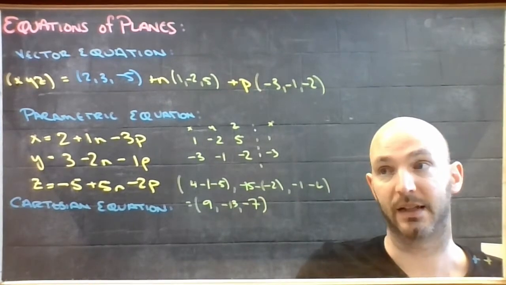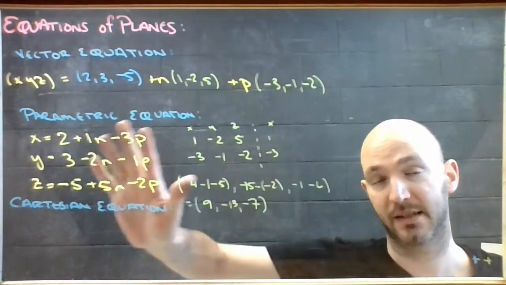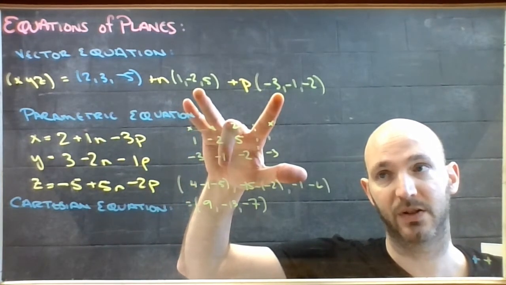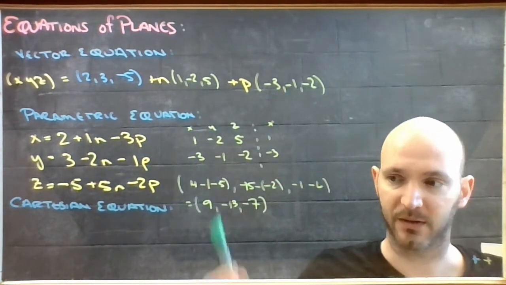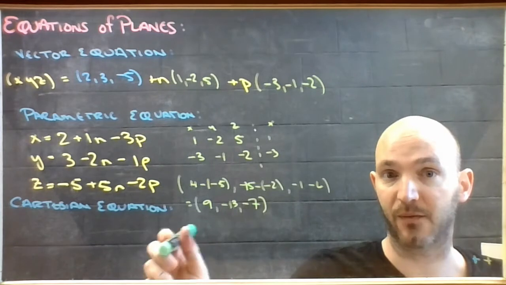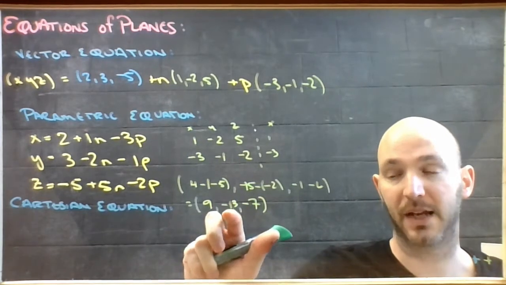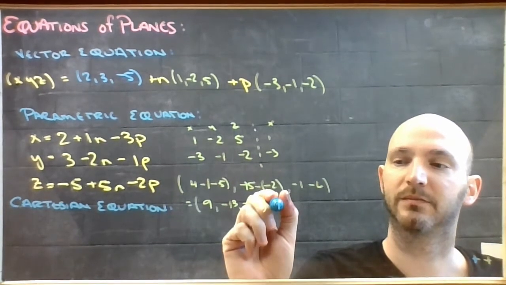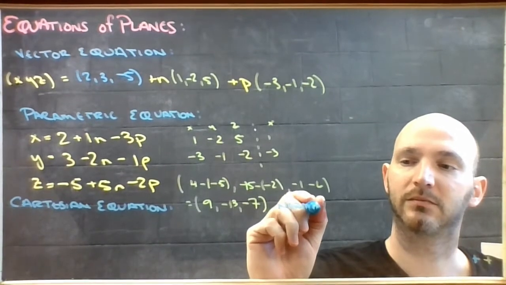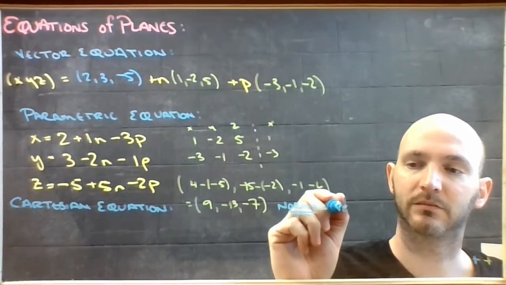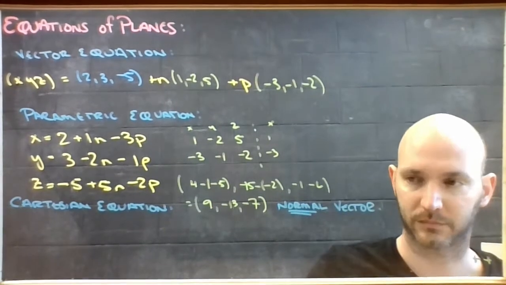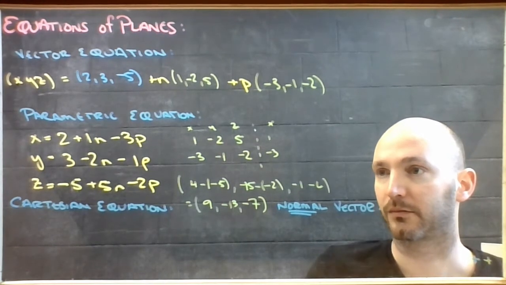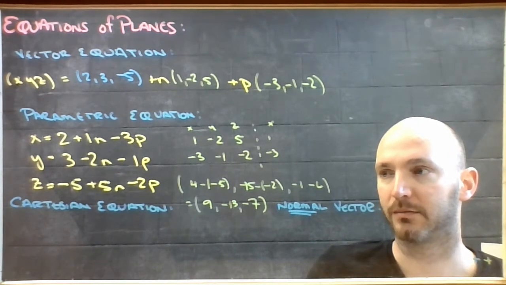So what I've learned is that if this screen, this plastic surface, is defined by the vectors 1, negative 2, 5 and negative 3, negative 1, negative 2, then the perpendicular vector, the one I could stick on this plane and define every other vector, is 9, comma, negative 13, comma, negative 7. And we give that a name. It's called the normal vector. Lovely.